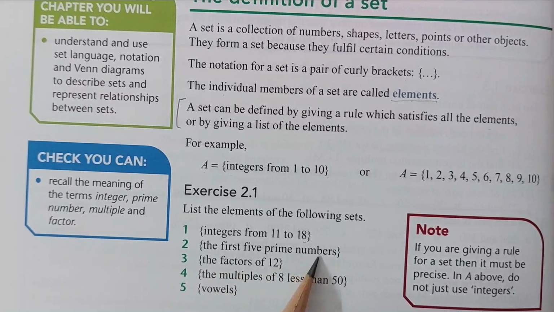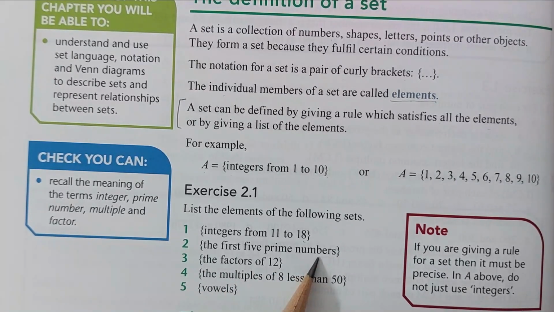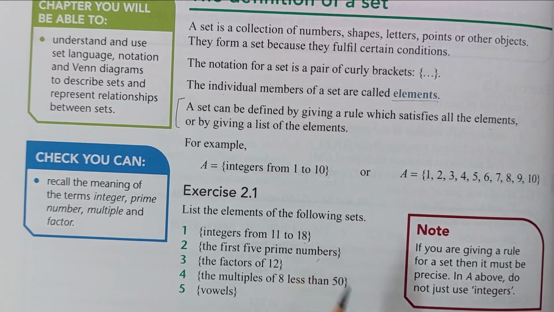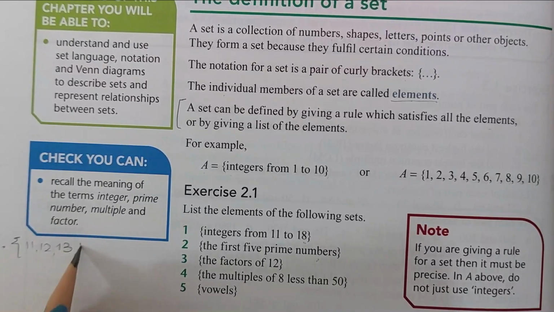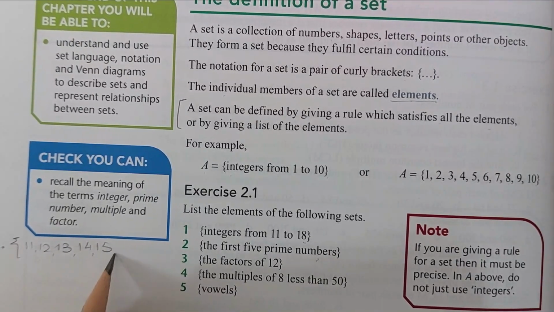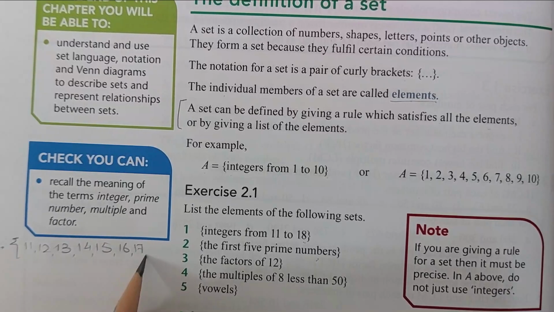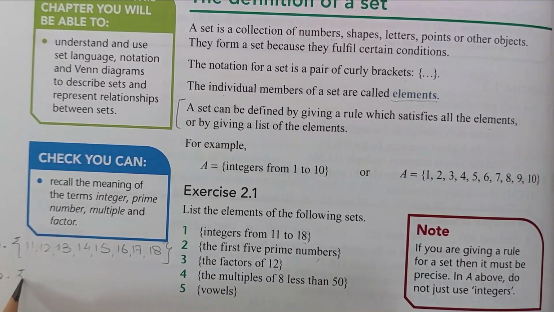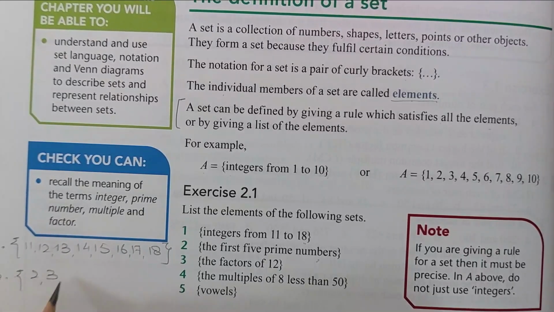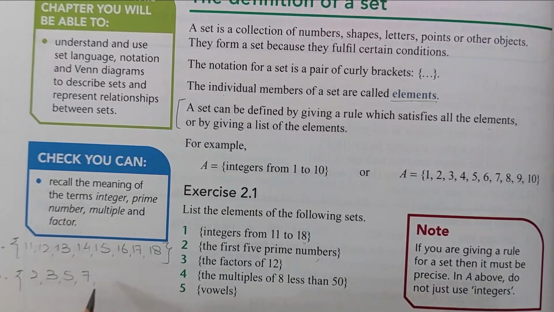The first 5 prime numbers. Yes, 2 is a prime number, 5 is a prime number, 7 is a prime number: 2, 3, 5, 7, and 11. Yes, these are the first 5 prime numbers. So for the first one, we can list this as 11, 12, 13, 14, 15, 16, 17, and 18. And for number 2, we have to write down the first 5 prime numbers: 2, 3, 5, 7, not 9, not 8, not 9, not 10, it's 11.